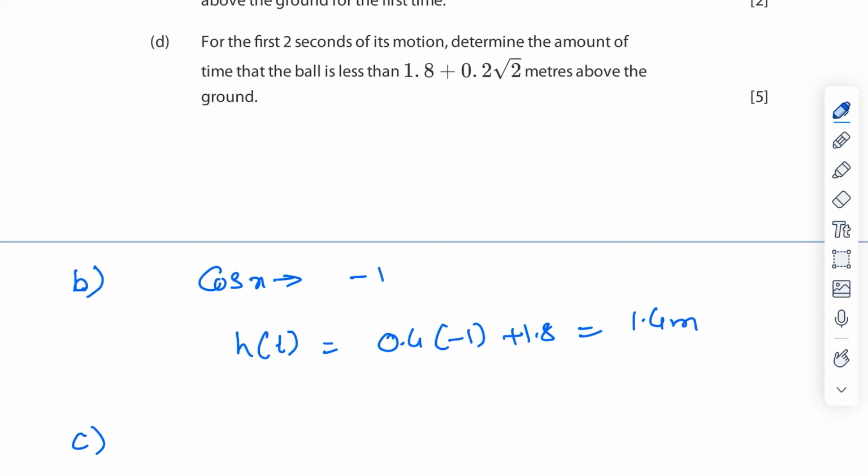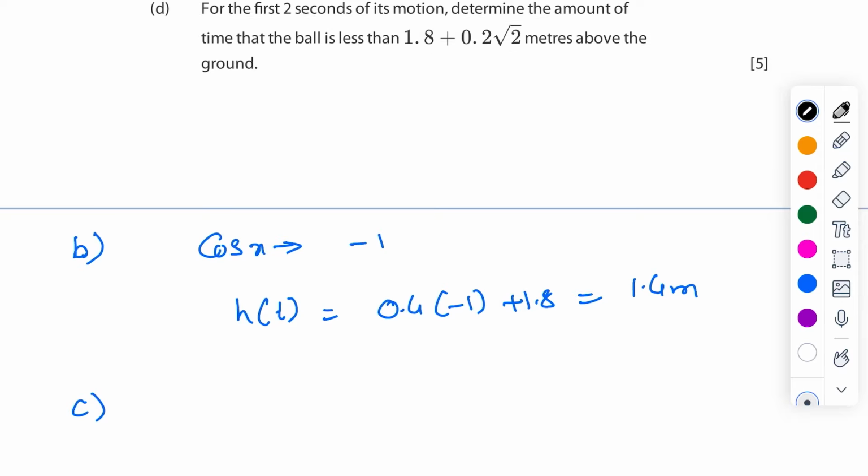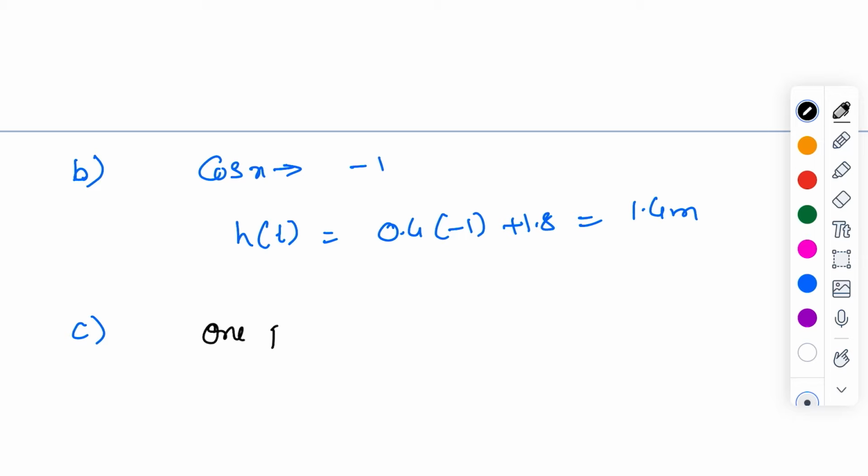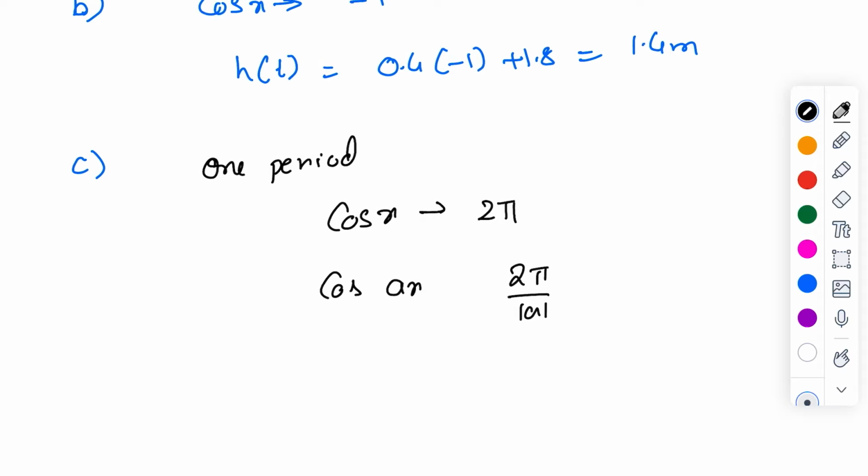Part C, show that the ball takes 2 seconds to return to its initial height. It means it is completing one period. We know the period of cosine is nothing but what? If it is cosine ax, the period is going to be 2 pi upon the absolute value of a. Now I have cosine pi t. So its period is going to be 2 pi upon pi, which is 2 seconds.